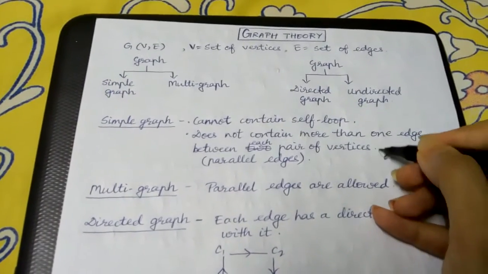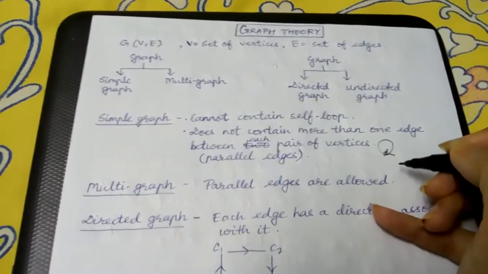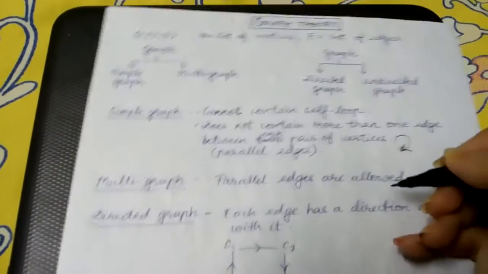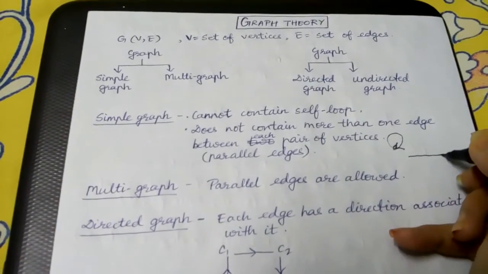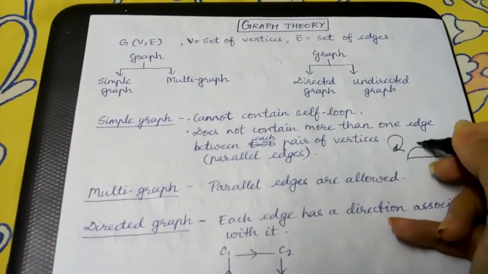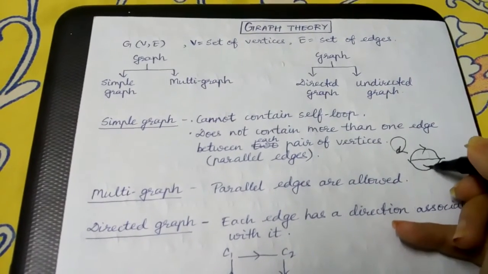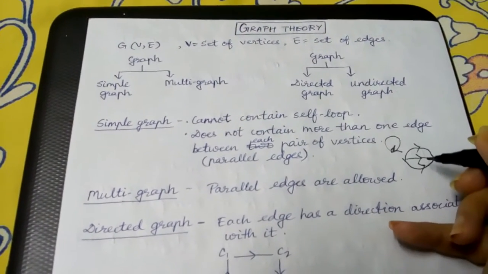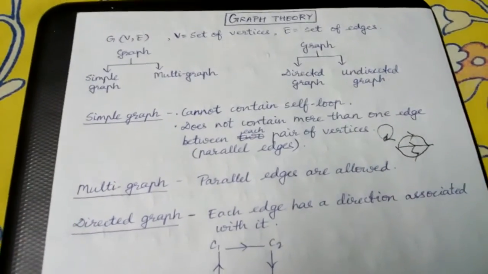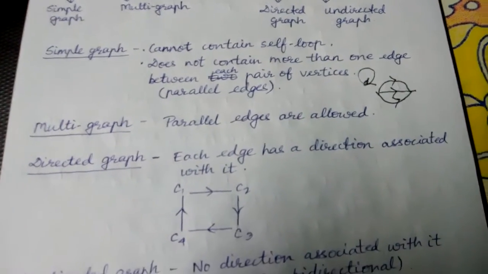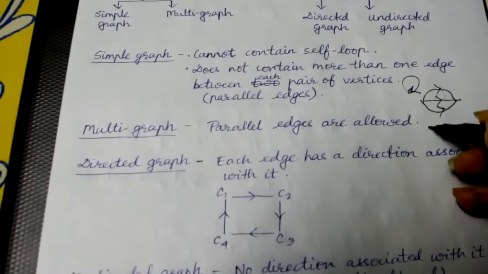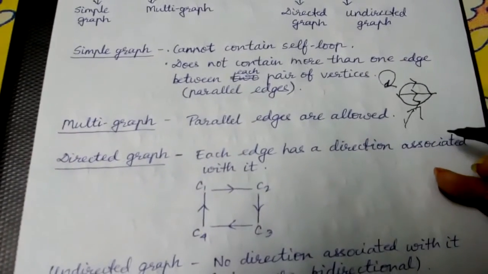If I draw a loop like this, then this is not a simple graph because this contains a self loop. Or if I draw parallel edges like this, then this is also not a simple graph. For a multigraph, parallel edges are allowed. So this particular thing can be referred to as a multigraph.